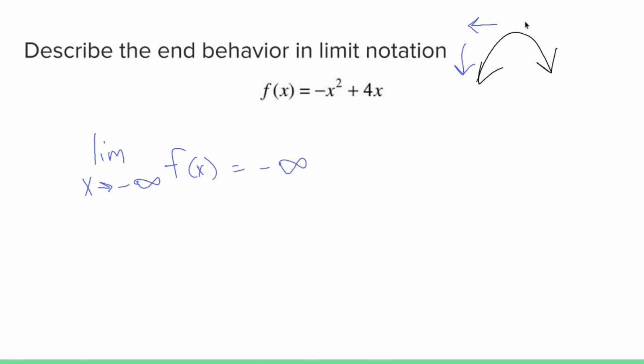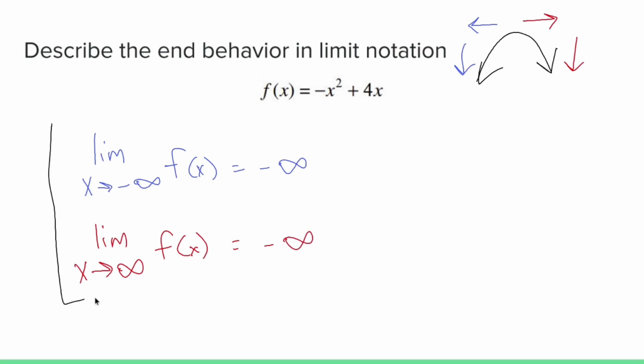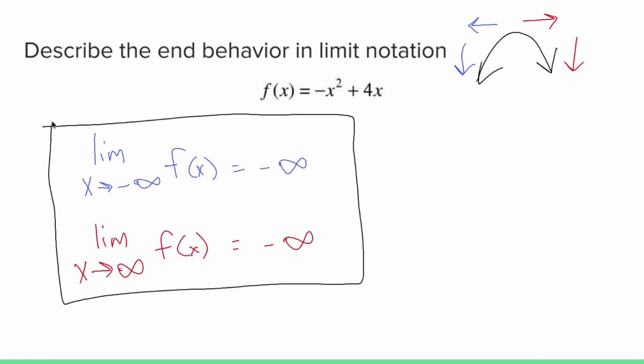Now, as my graph moves to the right, that's me saying the limit as x approaches positive infinity. As I move to the right, I'm also heading downward. So my limit as x approaches positive infinity of my function f of x is also negative infinity. Both of them are going downward as I move to the left or move to the right without bound. Okay, so limit notation is very important for calculus, very important for pre-calculus. Know it, love it, it's good stuff.